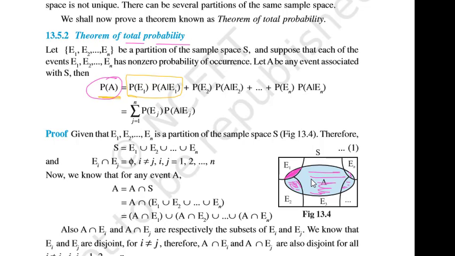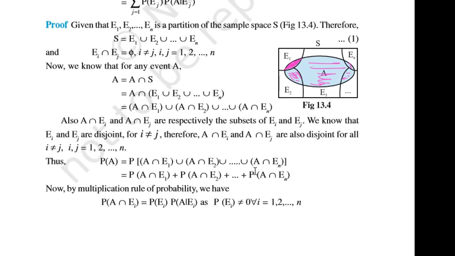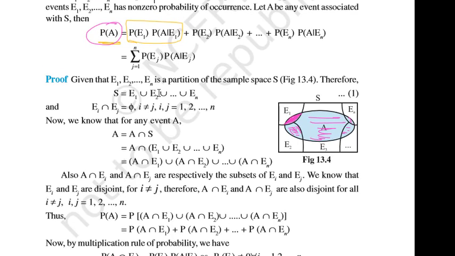Is it clear? Now, they have given a proof for this also. So, let us see the proof also to understand this statement in a better way. Given that E1, E2, E3, En are the partition of the sample space, first of all, I will say that this sample space is E1 union E2 union E3 union En. And nothing is common between them, that is, Ei intersection Ej is the null set.